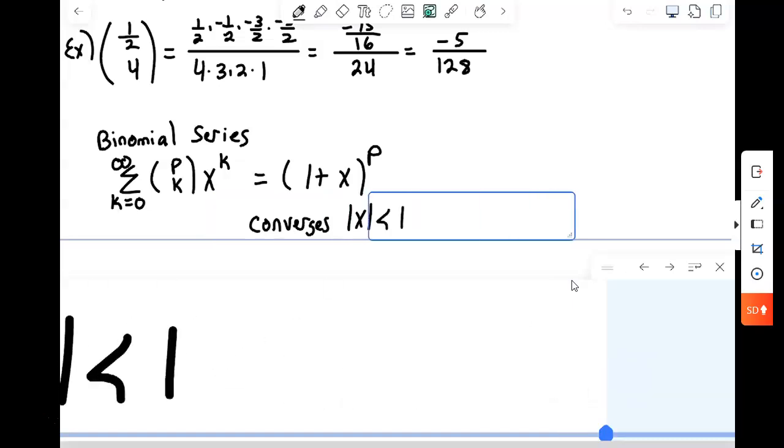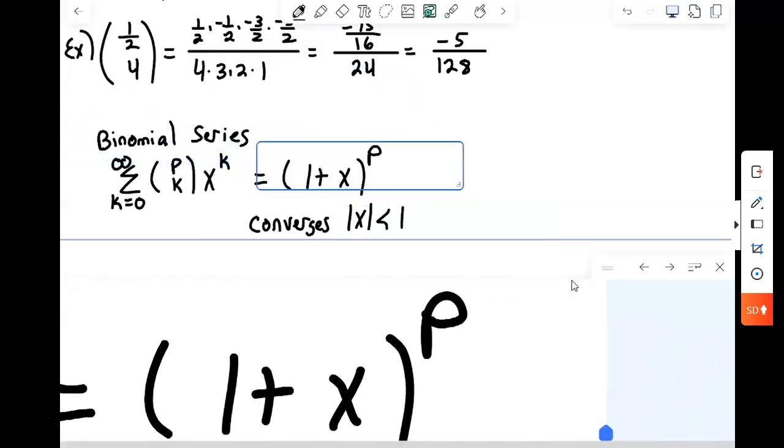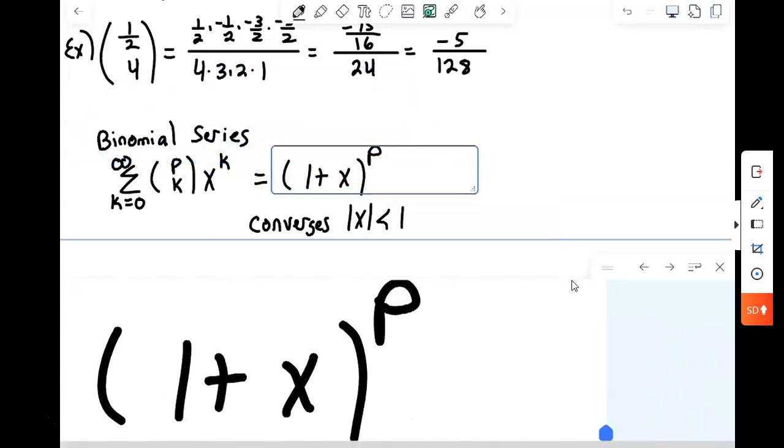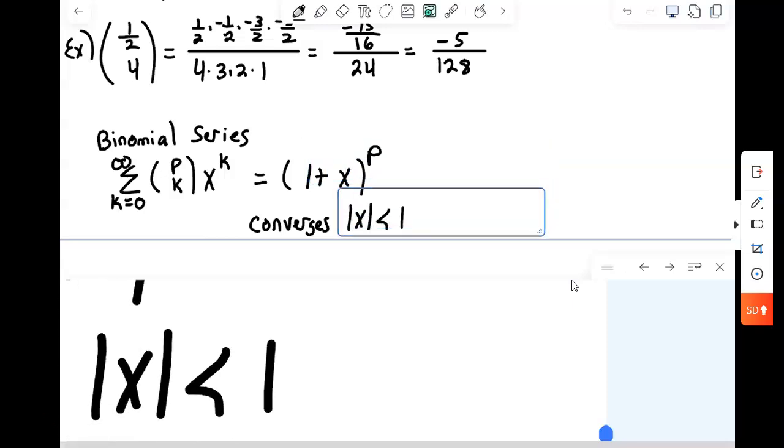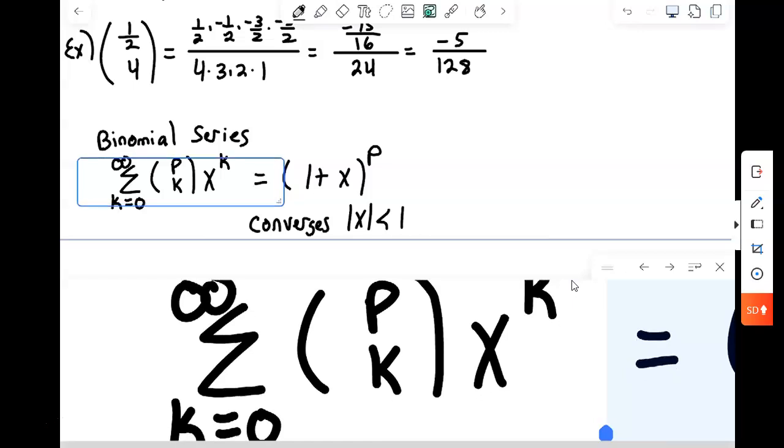Okay. We're not going to prove that or anything. We're not going to go through the work of proving that. But we're going to take that kind of as a fact, without going through the trouble of proving it. But it turns out this binomial series will converge to 1 plus x to the p when the absolute value of x is less than 1. Otherwise, it will be a power series that diverges.